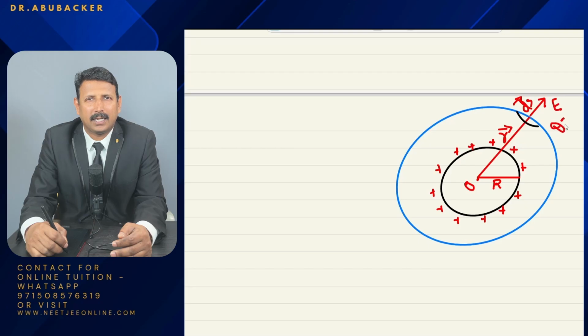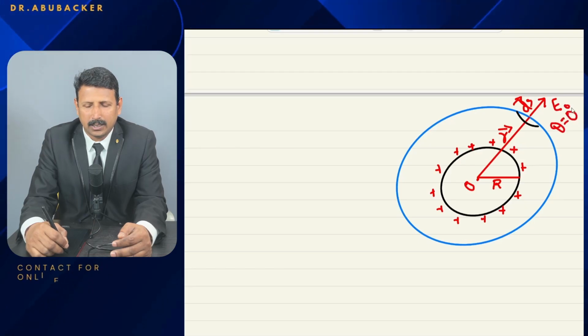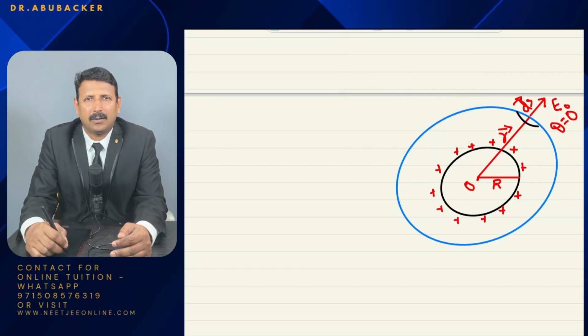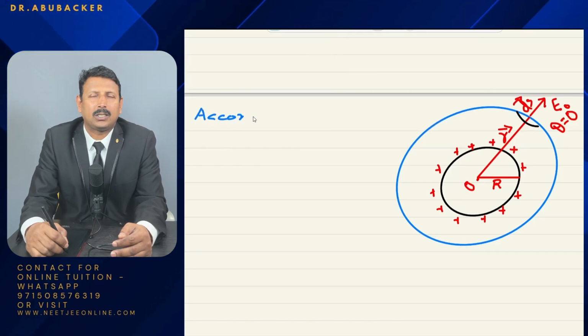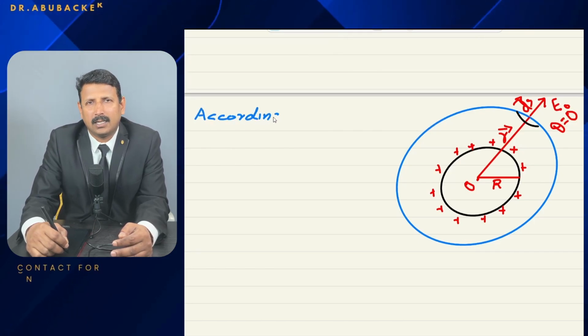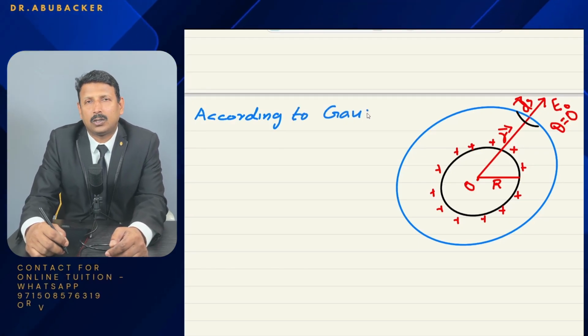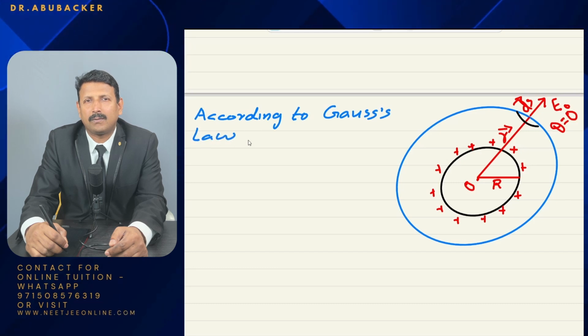Mark dS also in the diagram, so that you can label the angle between dS and E as 0. Why 0? Because the dS direction is normal to the surface of the sphere, and the E direction is away from the center of the sphere because of the positive charge. As a result, they become parallel, and the angle between them is 0. So when we apply cos 0, the answer 1 will come.